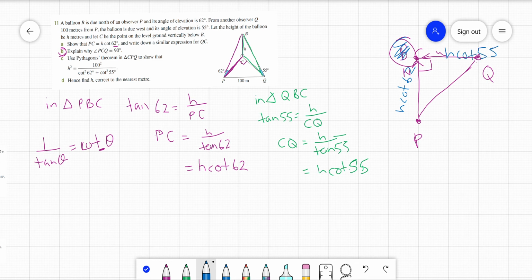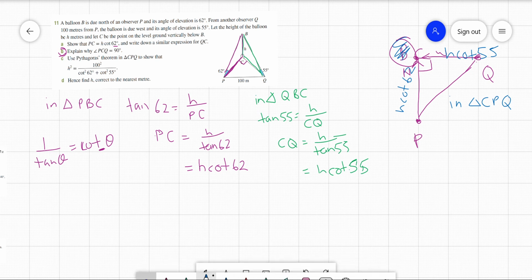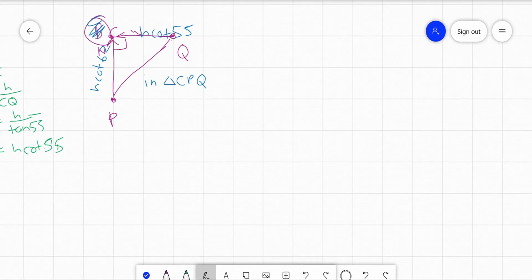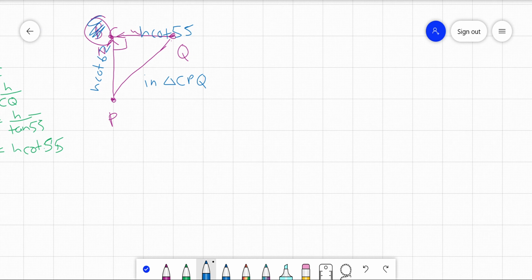So if we're interested in finding the distance PQ, we are now looking in triangle CPQ. And you can see it's a right angle triangle, so we can just use Pythagoras. So using Pythagoras here, I'll just move across a little bit. I need to square, I'll write it down, PC squared and QC squared should give me PQ squared. So that's Pythagoras' theorem, PQ being the hypotenuse.